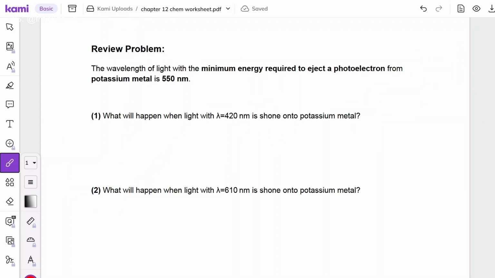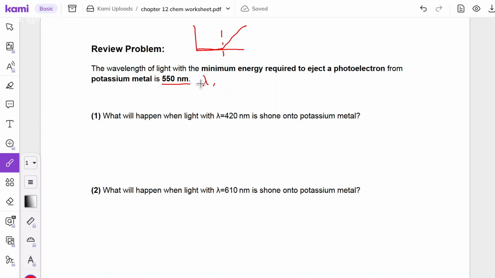So right here, it talks about the wavelength of light with the minimum energy required to eject a photoelectron from potassium metal, which is 550 nanometers. So this is like the thing that I drew earlier, where the photoelectrons aren't ejected till it gets to a threshold. This is the threshold. That's what it's saying. So that means that the light has to have a frequency. Well, this isn't a frequency, that's the point. This is a wavelength. But then you find the wavelength, you find the frequency.